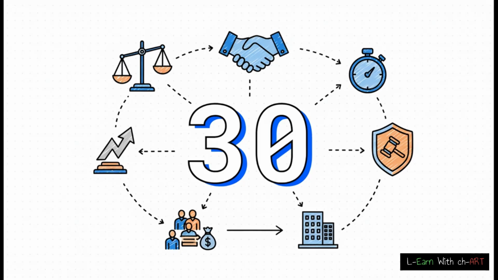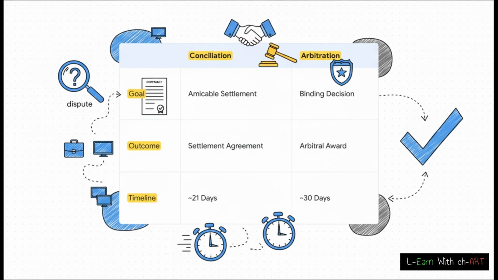And, you guessed it, this part is also super quick. The arbitrator has to make their decision and issue the award within just 30 calendar days. Again, the whole system is designed to be efficient and stop things from dragging on forever. So, let's just quickly put them side by side. Conciliation is all about negotiation, aiming for a settlement. Arbitration is like a mini trial, aiming for a binding decision. Two very different steps, but part of one smooth process for the investor.